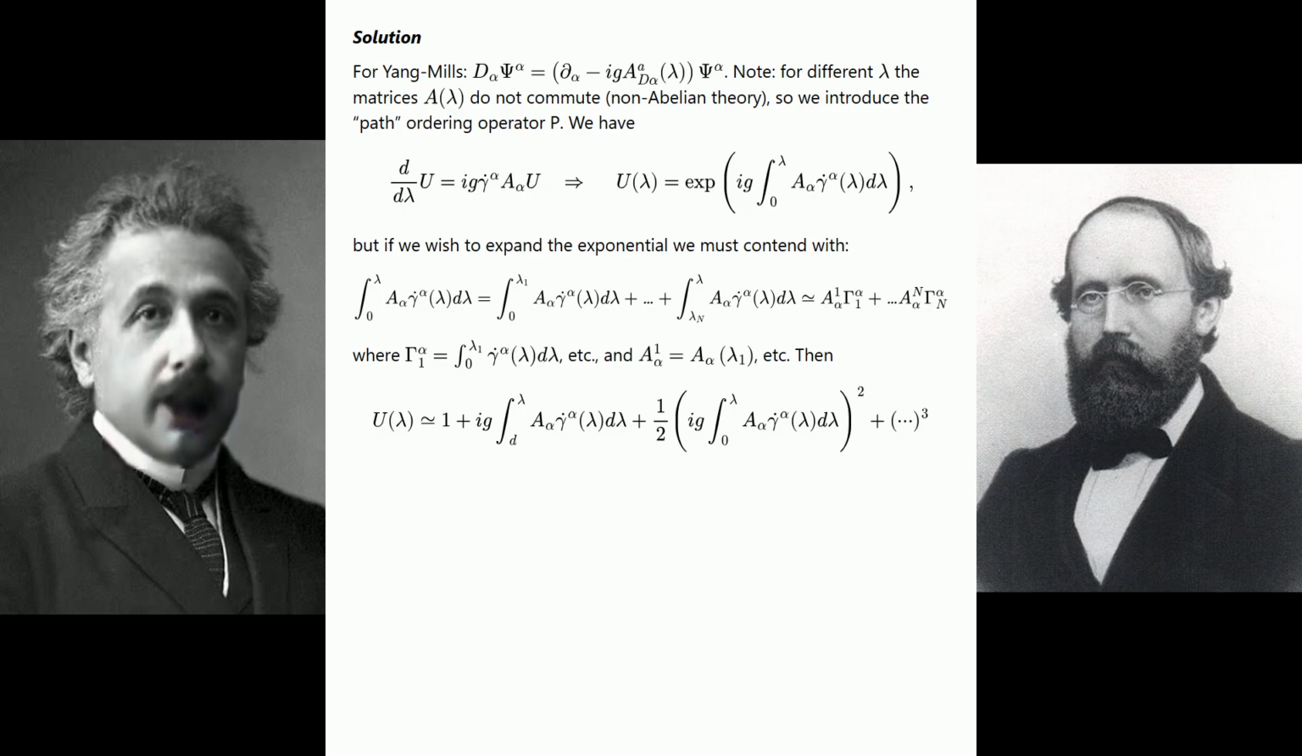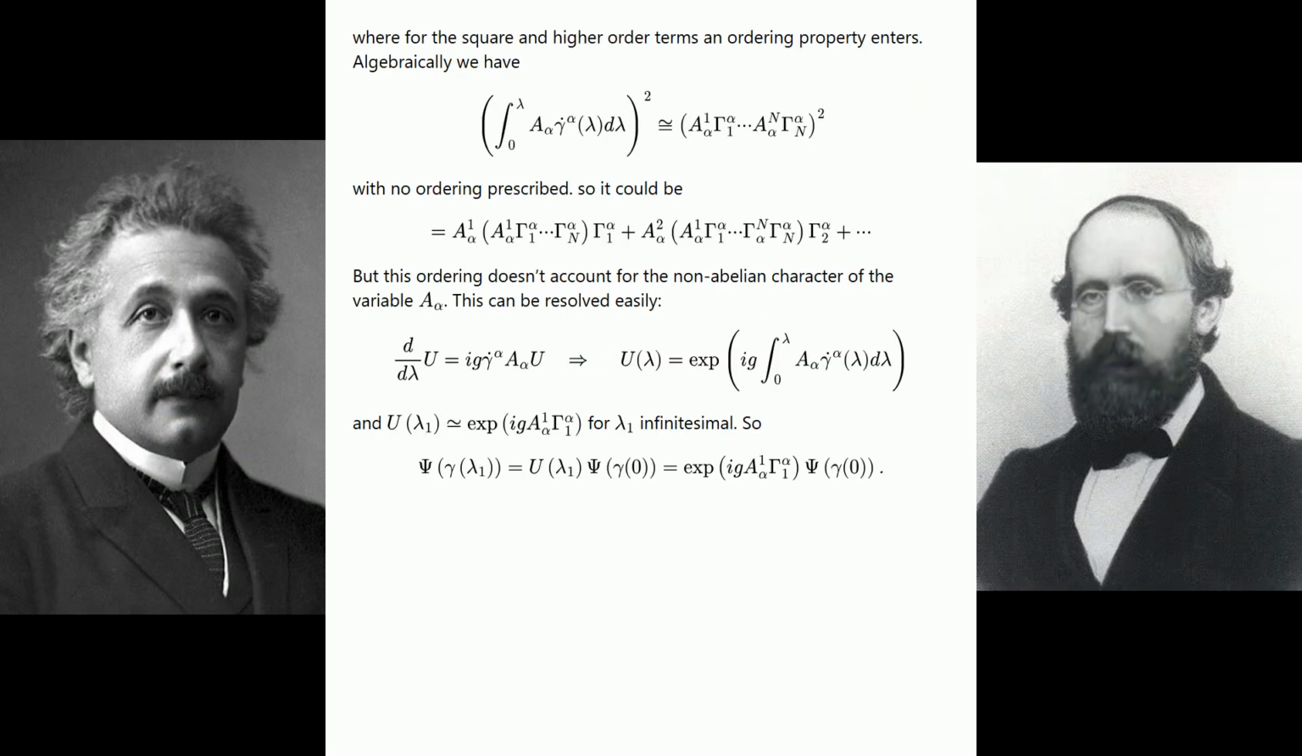Then see the equations shown, where for the square and higher order terms an ordering property enters. Algebraically we have, see the next equation, with no ordering prescribed. So it could be, see the equation shown. But this ordering doesn't account for the non-abelian character of the variable A sub alpha. This can be resolved easily, see the equations shown. And U of lambda sub 1 asymptotically equals the exp of Ig of a sub alpha to the first gamma sub 1 to the alpha for lambda sub 1 infinitesimal.